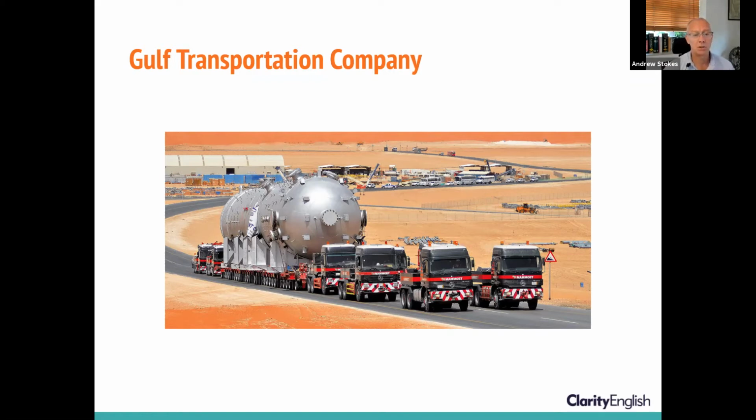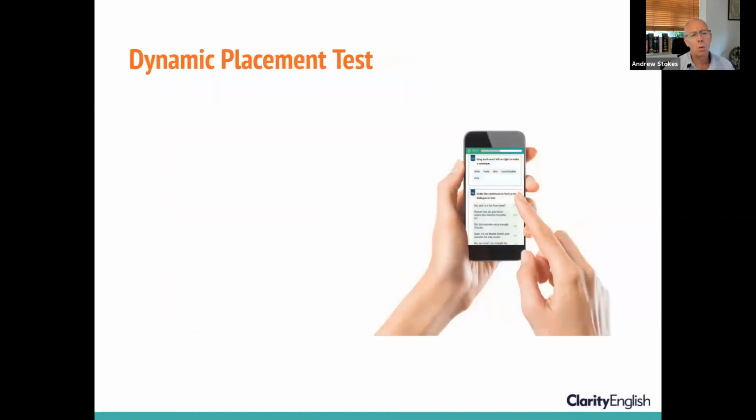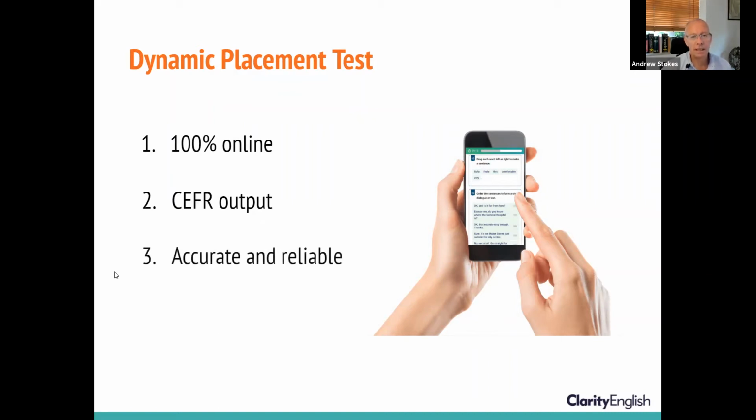Then disaster strikes. By March 2020, COVID-19 is stretching its tentacles across the world, and countries have started locking down. The original APTIS plan will no longer work. But equally, the testing needs to go forward. So what are you to do? Well, what the team needed was a 100% online test with CEFR output. Obviously, it has to be accurate and reliable, and it needs straightforward and simple administration.